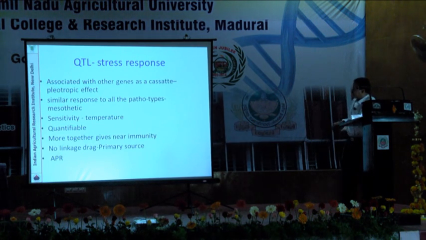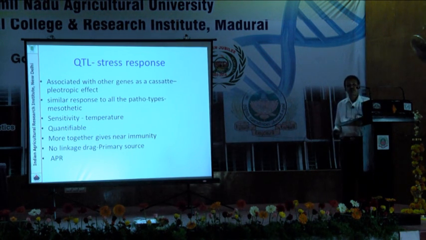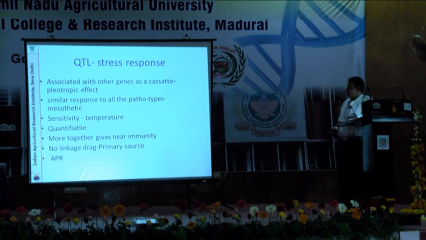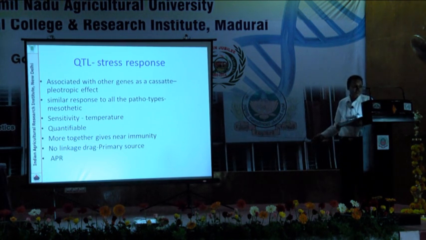The QTL response is associated with other genes, because it is like a cassette and it is pleiotropic. It's not only one rust gene alone; it is also for drought resistance, insect resistance, and for multiple disease resistant varieties. And it is quantifiable and also gives near immunity, with no linkage drag, and APR.